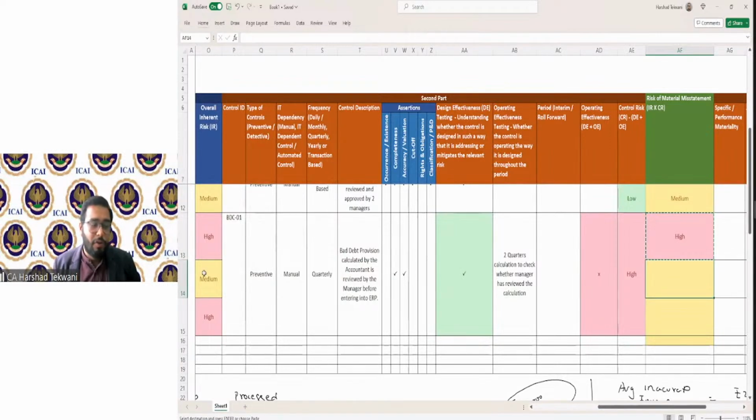Here, overall inherent risk was medium. Control risk is high. Again, risk of material misstatement is high. Same way for the third. So overall risk of material misstatement is high.